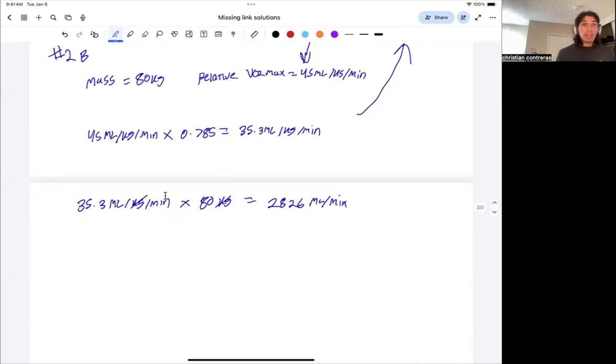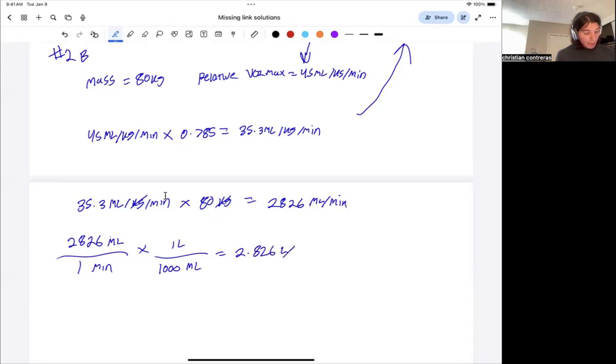We want to go up another rung on the ladder. We want to get this in terms of liters per minute. So we're going to take that 2826 milliliters value over 1 minute and multiply it by 1 over 1,000, because we know that there's 1,000 milliliters per 1 liter, which is going to give us an absolute VO2 value in terms of liters per minute of 2.826.